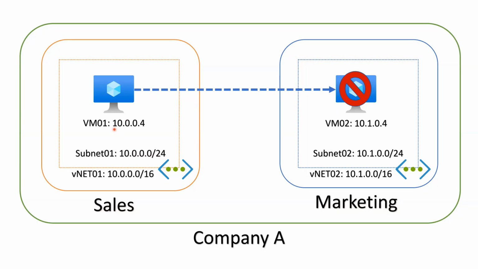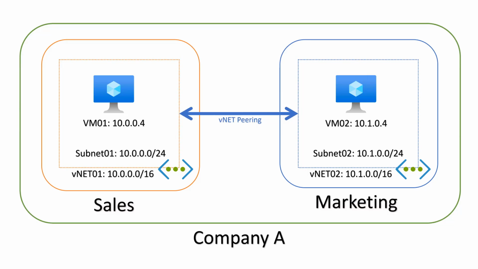Now, to overcome this issue, we can configure vNet peering, which we need to configure between the virtual networks. Please ensure that you understand that virtual network peering can only be configured between virtual networks. We cannot configure virtual network peerings between the subnets or between the virtual machines. That's the reason we call it vNet peering, that is virtual network peering. The name itself says that peering can only be configured between the virtual networks.